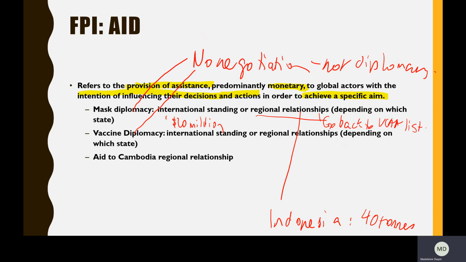Then we've also got aid. Again, be careful with what statistics you're using. Make sure that they are an aid statistic, not a trade statistic. So China has provided a lot of aid to Cambodia, and this has helped boost their regional relationship. Cambodia often does refer to China as their true friend. The Prime Minister has called China that. So that really does show that they do care for each other and they have boosted a regional relationship. So that use of aid has actually helped China in the long run.